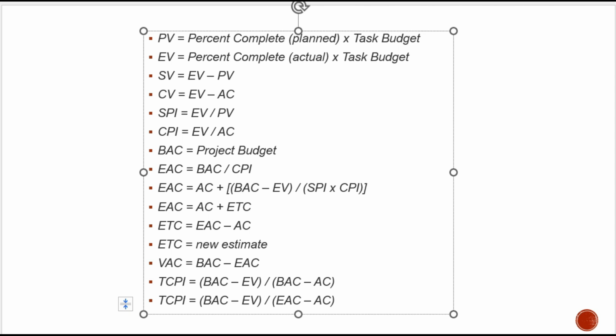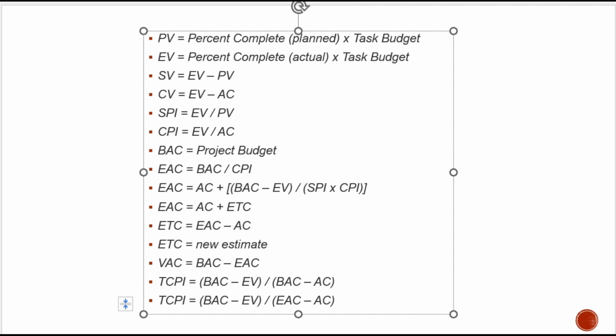Let's talk about schedule performance, SPI, the schedule performance index. SPI = EV / PV, that is earned value divided by planned value. It is a measure of schedule efficiency. If SPI is greater than 1, that means we are ahead of schedule. And if SPI is less than 1, that means we are behind schedule.